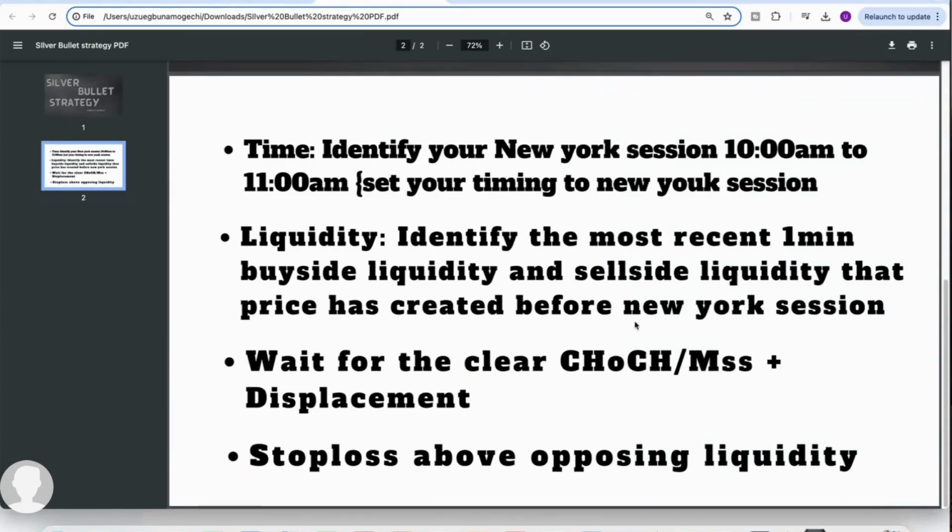You do not need any daily bias. You don't need to know what the daily bias is telling you. You just go to the market and execute what you see in the market.